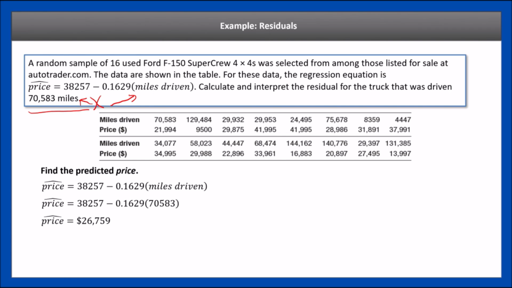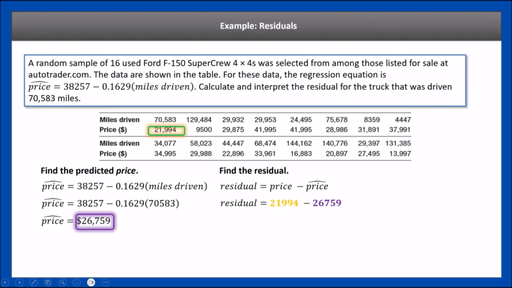Next, we want to find the actual price, right? And so the actual price, if you look at the data set, is right here. So you can see that for 70,583 miles, the actual price was $21,994. And so we're going to subtract. You're going to do the price minus the predicted price. And we get a negative residual.